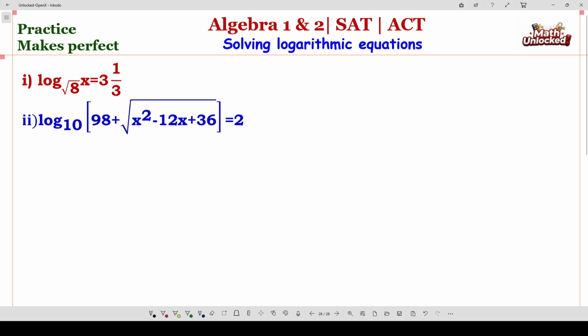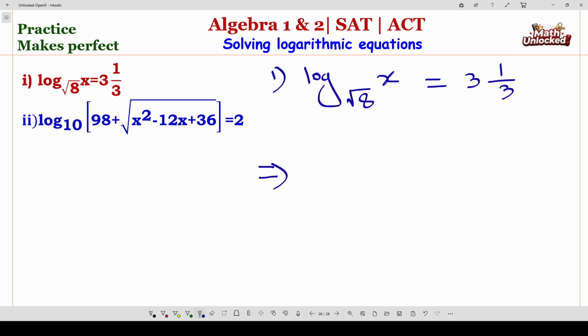Solving logarithmic equation. Question 1. Log base root 8 of x equals 3 1/3. It's a mixed fraction, so we have to make it improper. 3 times 3 is 9, 9 plus 1 is 10, so 10 divided by 3.